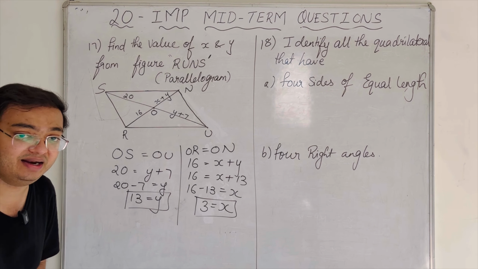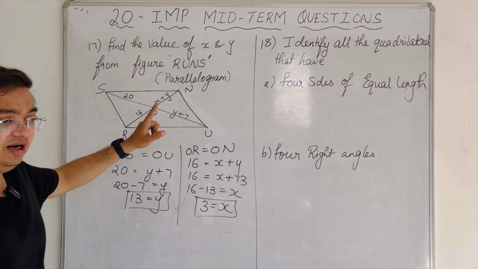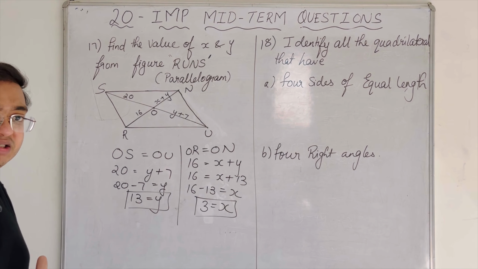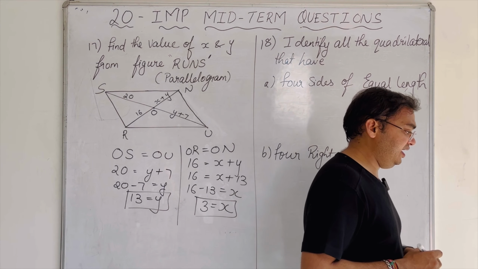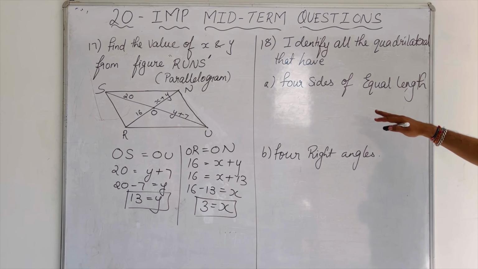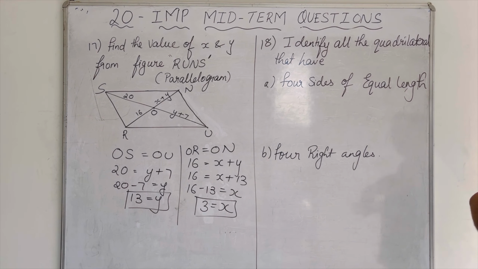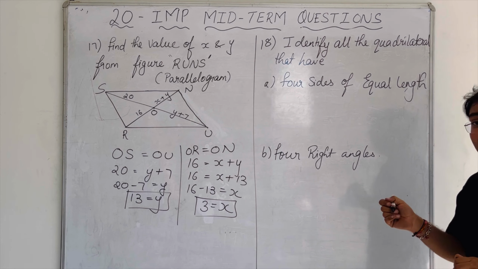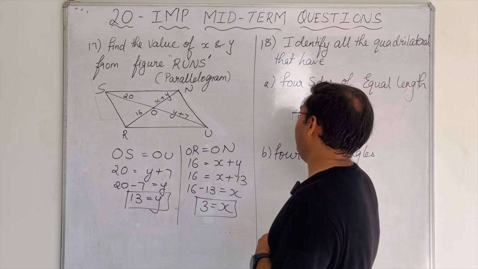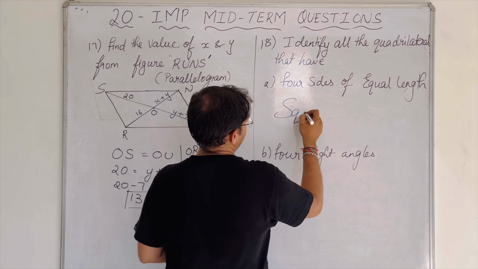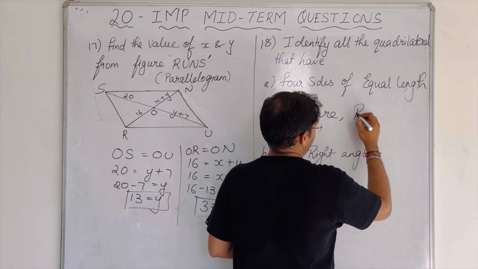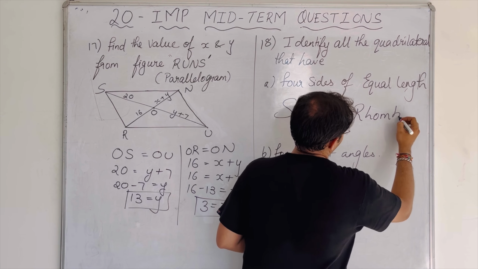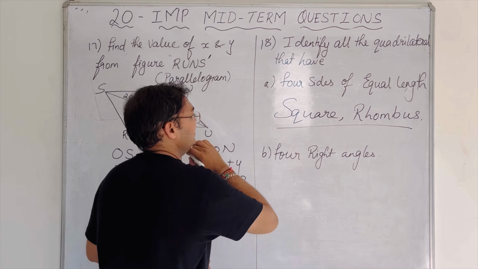But remember, whenever we are talking about a parallelogram, we will recall the properties of the parallelogram. In the same way, in question 18, we have to identify all the quadrilaterals that have all four sides of equal length. The first one is the square, where all four sides are the same, and next is the rhombus, where all four sides are the same. So this is your answer.